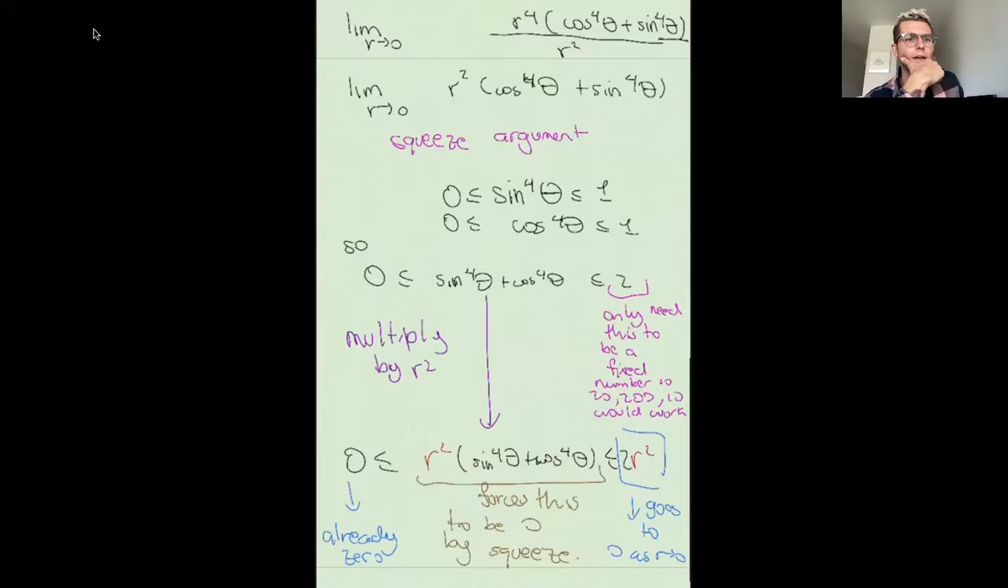Once you write it like that, it's obvious that the limit should be 0. But at least you should say by squeeze theorem, because the magical words need to be written somewhere. Just because implicitly in your head you're realizing that cosine to the 4 plus sine to the 4 won't mess up the behavior of that limit, right? So the keywords, squeeze theorem, do need to be written somewhere. Is that making sense?